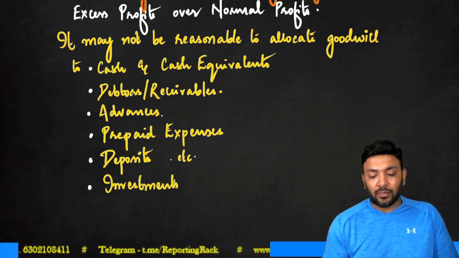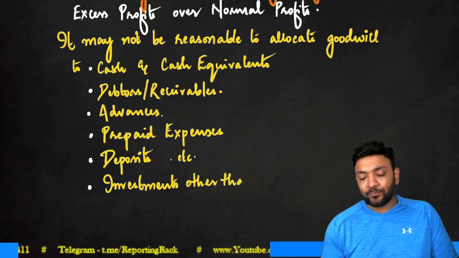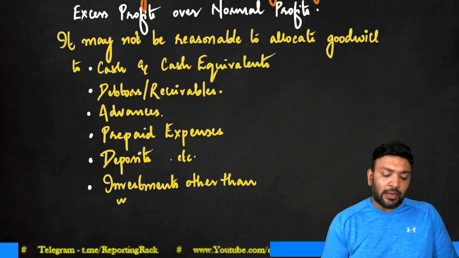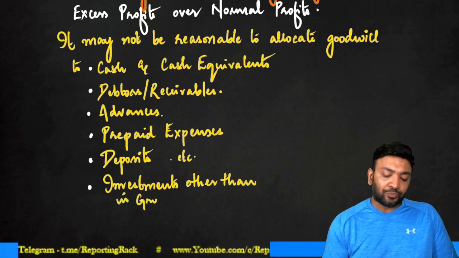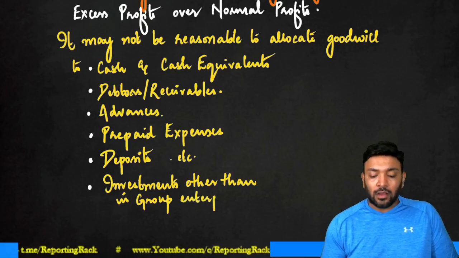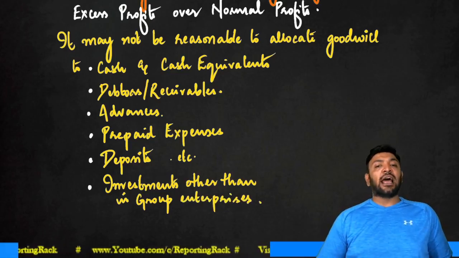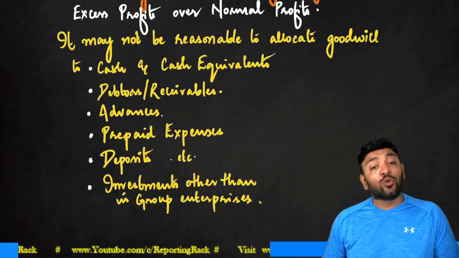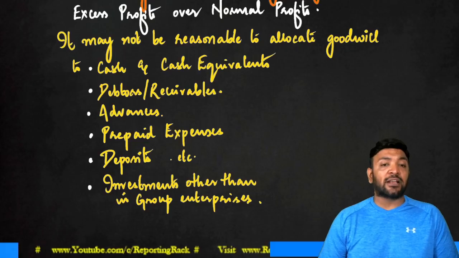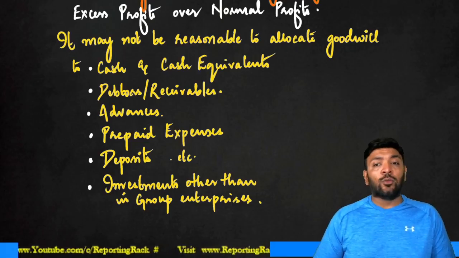Investments other than in group enterprises. I hold shares of Infosys. I hold shares of Reliance. I cannot allocate goodwill to my investments in these enterprises. So for these assets, it is not reasonable to allocate goodwill.